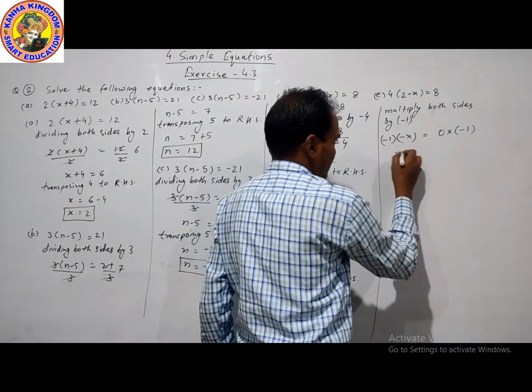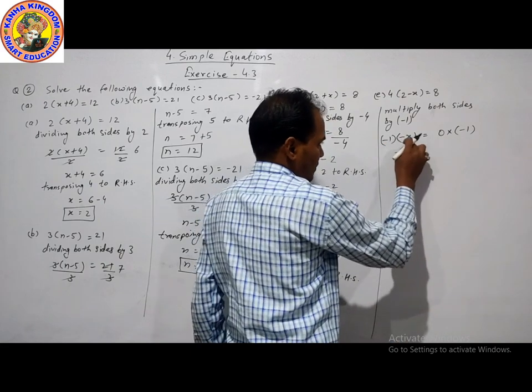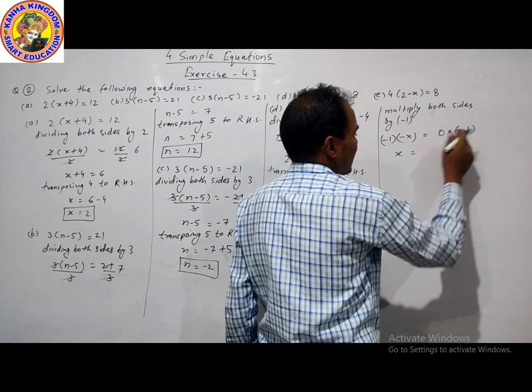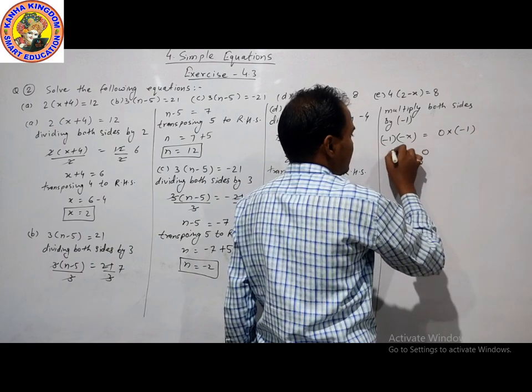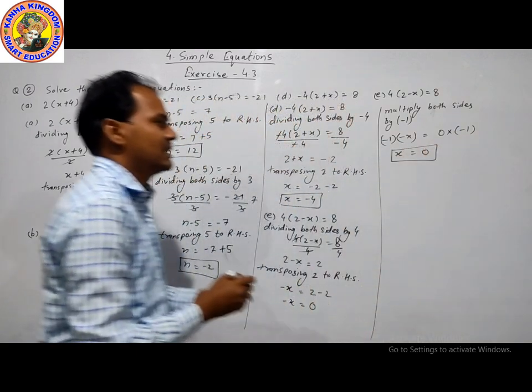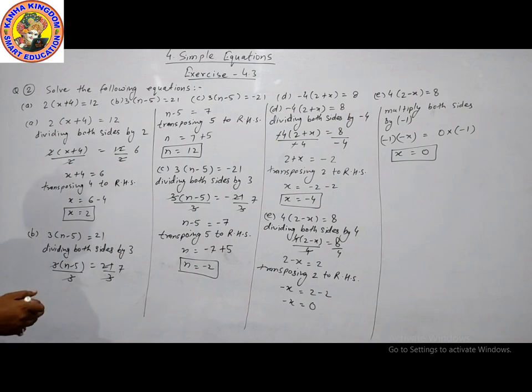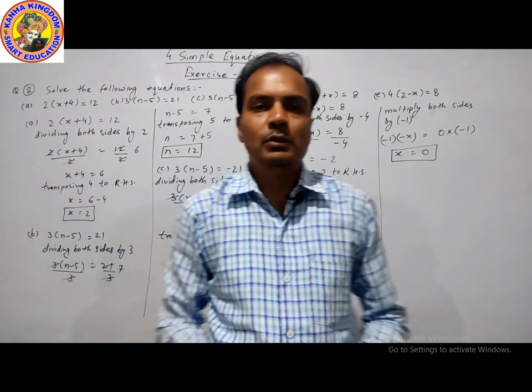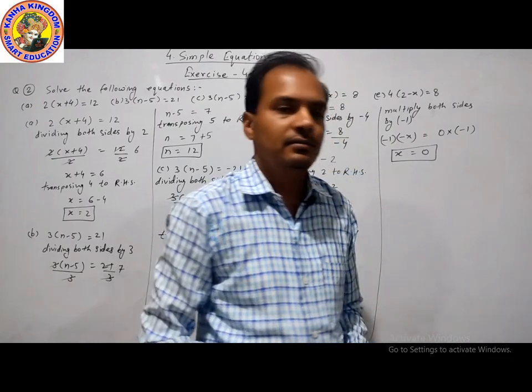Minus into minus is plus 1, into x is x. 0 multiplied by any number, the answer is 0. So the solution is x is equal to 0. You can take a screenshot of this. We will move to our next question.